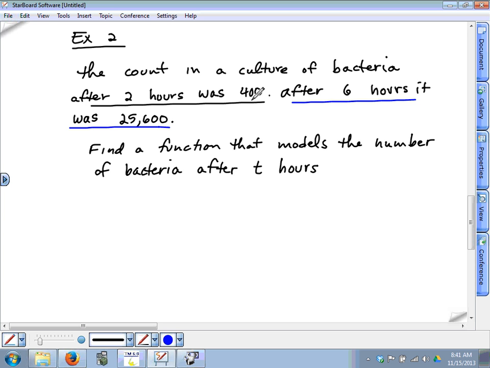After 2 hours, there was 400. So what is the 2 hours a measurement of? A measurement of time, and 400 is a measurement of A of t, or future amount. So we could say, just with this information here, that the future amount of 400 is equal to some unknown initial amount times e to the k. Now what was the time value? 2.